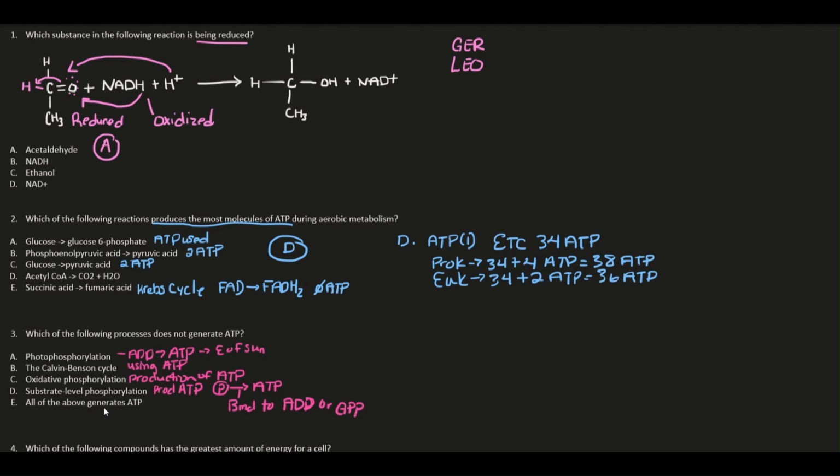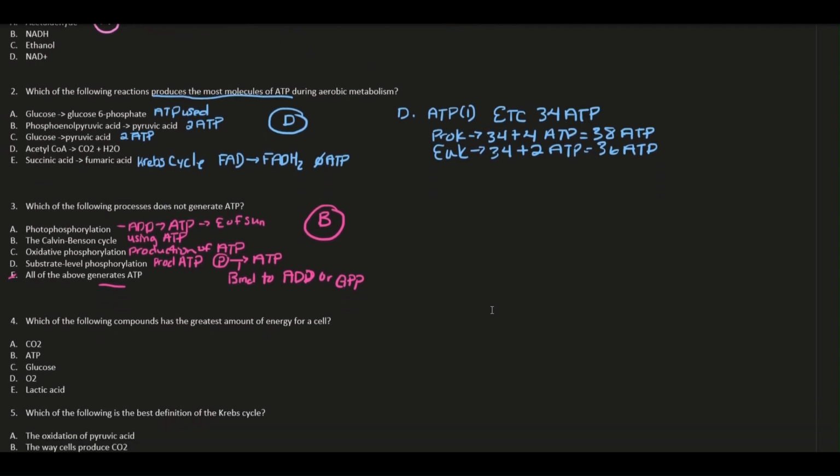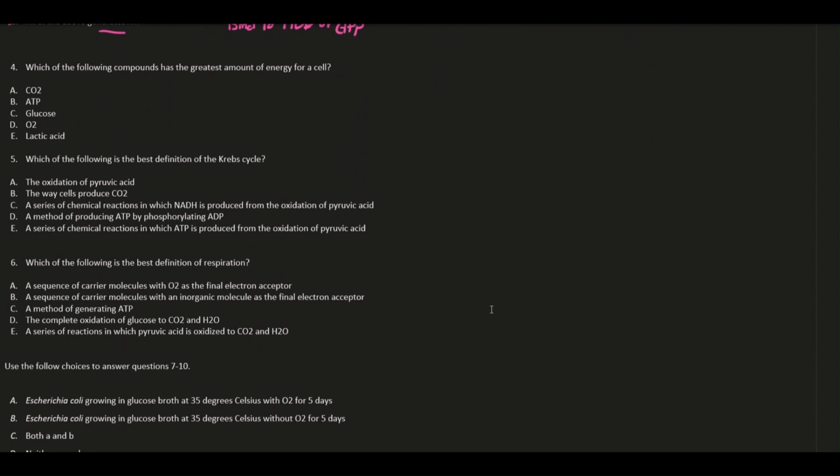Now, do all of the above generate ATP? Well, the answer cannot be E. We have A that produces ATP. We have C that produces ATP. And we have D that produces ATP, which would leave us B as the answer because it uses ATP. All right, let's go to question number 4. Let's keep moving.